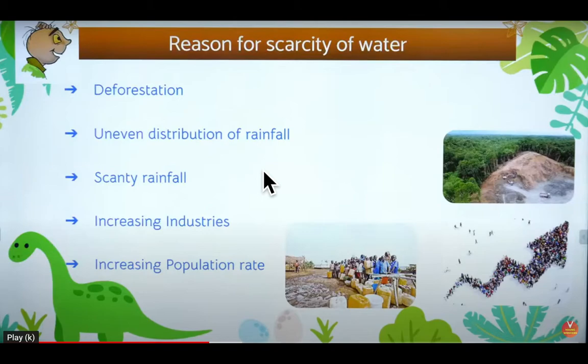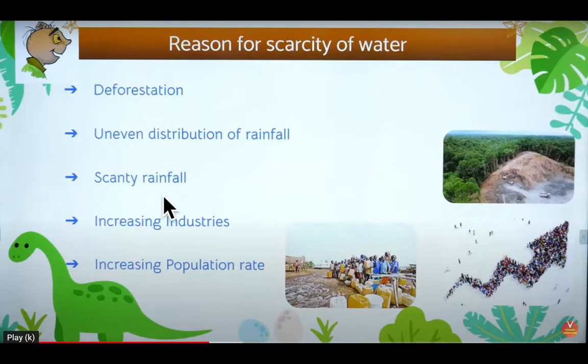The most important aspect of this chapter is the reasons for the scarcity of water. What are the main causes of shortage of water? As you know, the amount of water in the world is constant with the help of the water cycle. Then why do we say that there is a shortage of water? There are many reasons behind this. The first is deforestation. We are cutting the trees, and if trees are not there, there is less rainfall. Then uneven distribution of rainfall. In a few places we get enough rainfall, and in a few places we get less rainfall. So the places where the rainfall is less have a shortage of water.